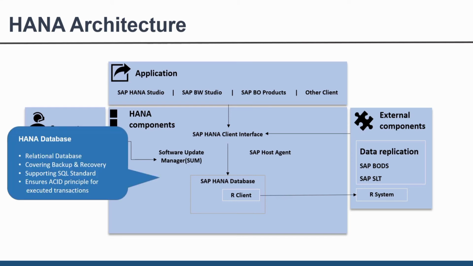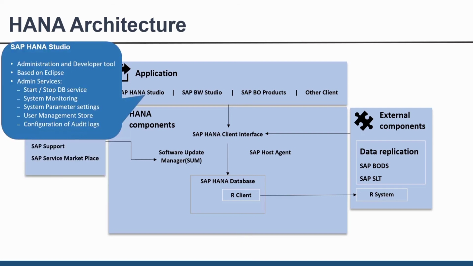Here you have the details of the HANA database, which is a relational database, which we call an RDBMS. SAP says that the HANA database is a strong database, or you can say it has very good backup and recovery options. It supports SQL standards, and it also ensures ACID principles, which is applicable generally for any database.